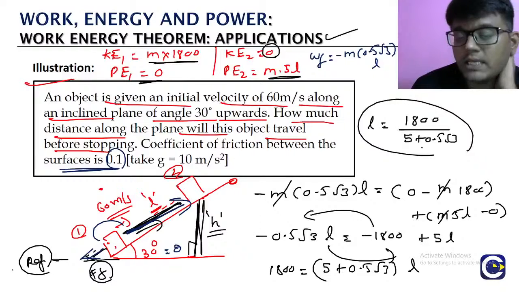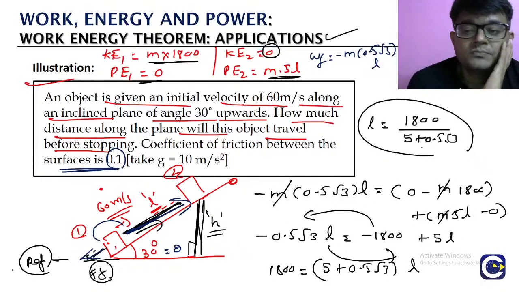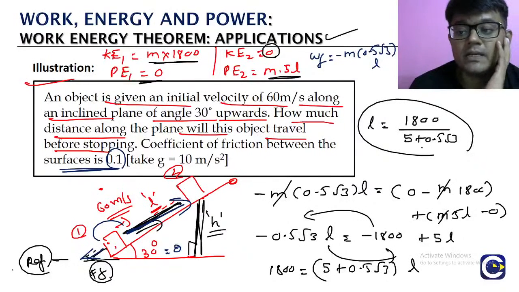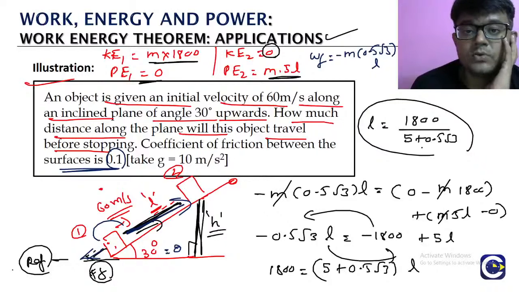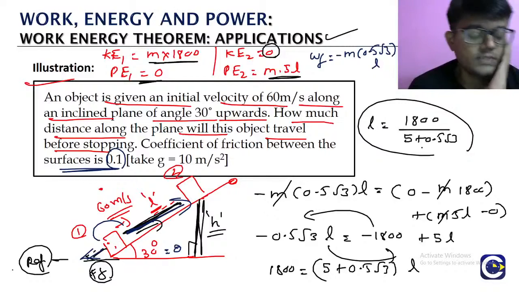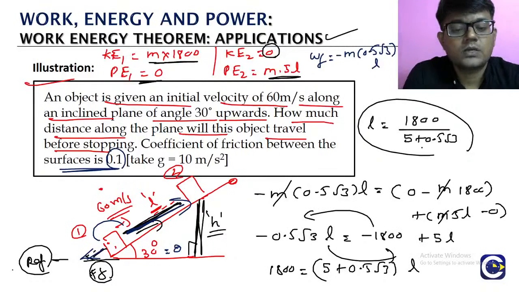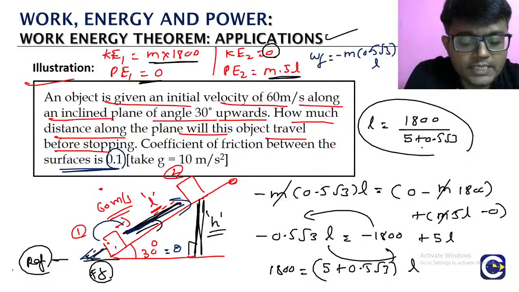So here if you want the answer as an actual decimal value, we can substitute root 3 as 1.732 and do the simplification. Then we will be able to get the exact answer.